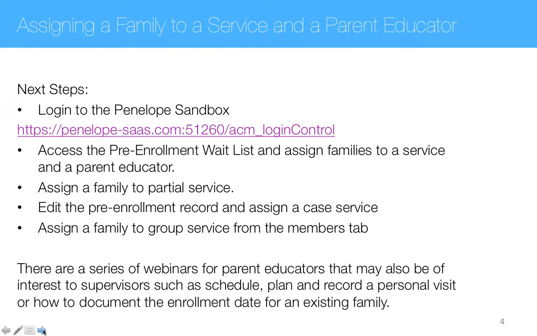So your next steps are to log into Penelope Sandbox and access the pre-enrollment waitlist and assign families to service and to parent educators. You will also assign a family to partial service, so you can kind of see the difference. And edit the pre-enrollment record and assign to a case service. That is if you had the pre-enrollment list and the name of the service was not there, it said not assigned, that's when you would use the edit. So I'm not sure whether or not you will actually have any records that way. You can also assign a family to a group service from the members tab. So that is going to the group list and adding a member through that process.